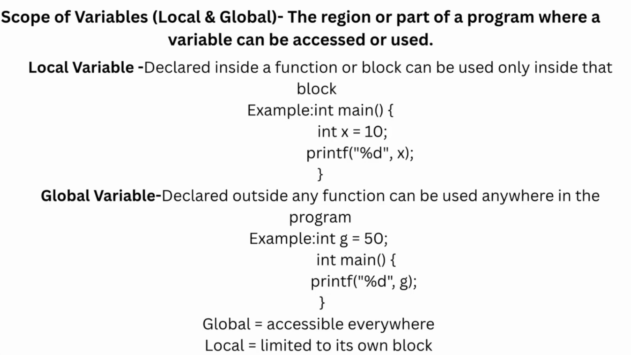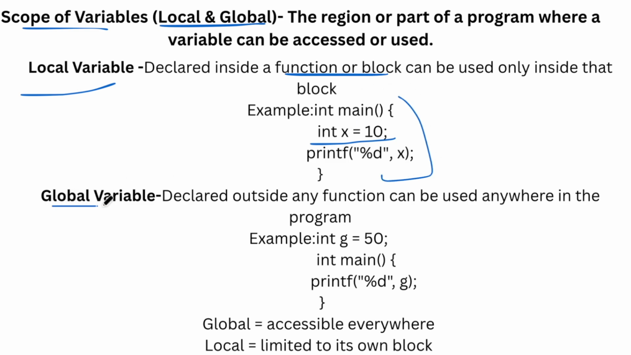The next topic is scope of a variable. There are two types of variable, local and global. The scope of a variable means the region or part of a program where a variable can exist or be used. In a local variable, the declaration is made inside a function or block. Here we can see that the declaration int x is made within int main, this function.